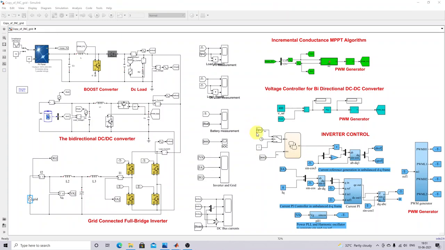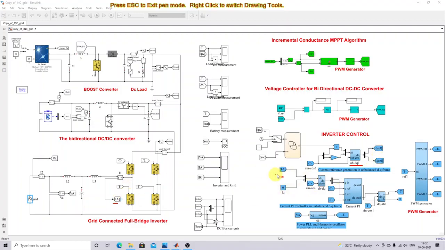So after that, here we are going to apply unbalanced DQ frame, right? So for that we have to generate that DQ reference, that means D and Q reference current. Here we are going to convert the inverter current into D reference and Q reference by means of this AB to DQ conversion. Okay, after that it is going to be compared with the actual current.